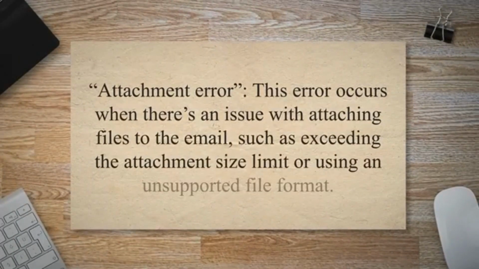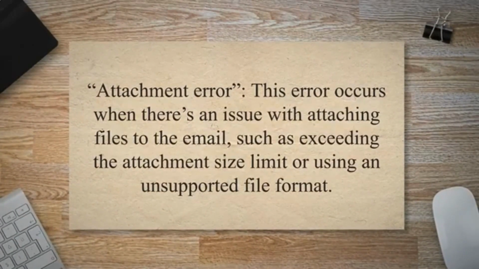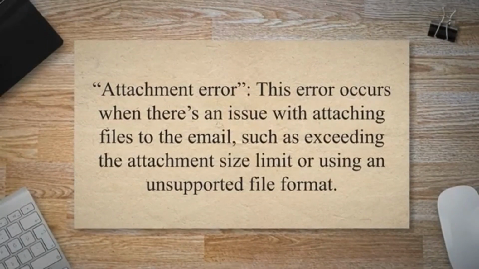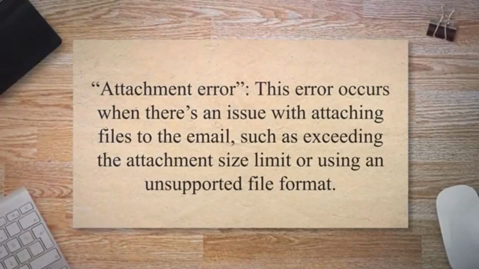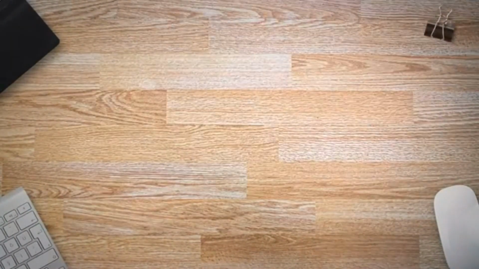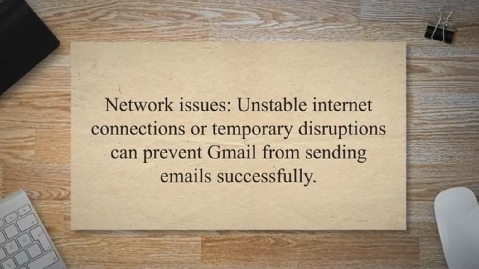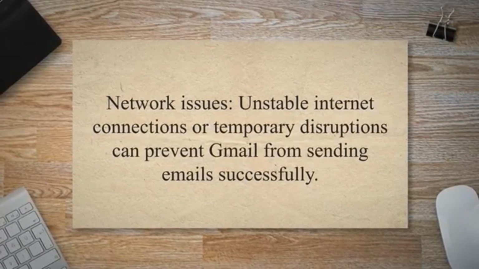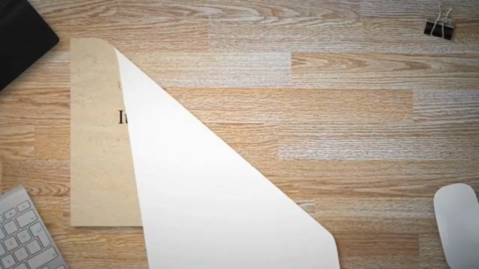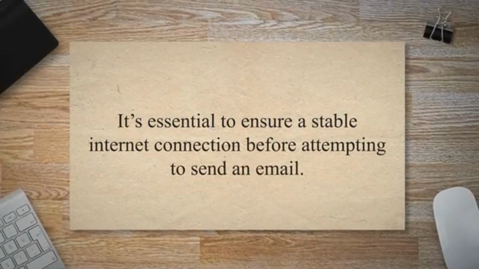Attachment error. This error occurs when there's an issue with attaching files to the email, such as exceeding the attachment size limit or using an unsupported file format. Network issues. Unstable internet connections or temporary disruptions can prevent Gmail from sending emails successfully. It's essential to ensure a stable internet connection before attempting to send an email.